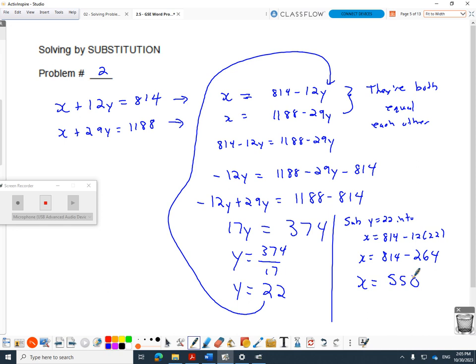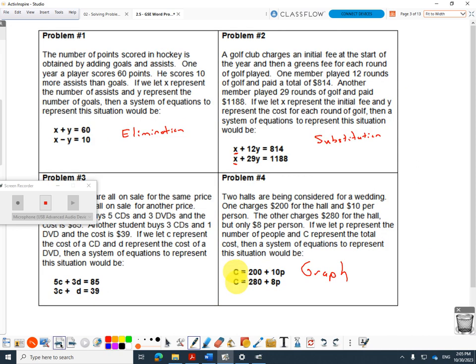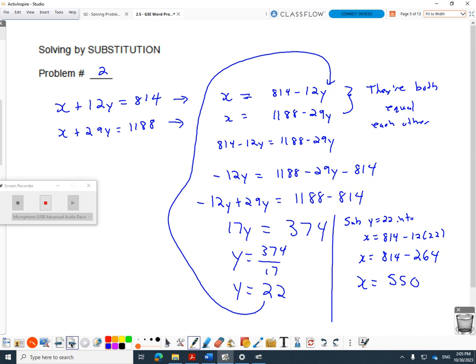Actually, all that's the same as what we were doing. I don't say that's easy. That's what we were doing. But now we can answer in problem number 2 what x and y were. Problem number 2, x is the initial fee and y is the cost per round. Therefore, initial fee, $5.50. Cost per round, 22.